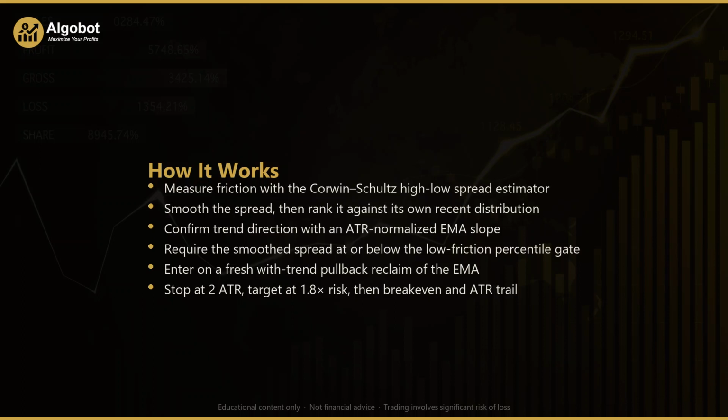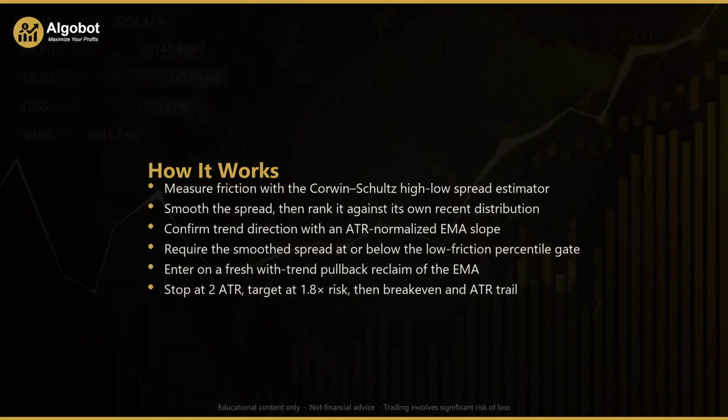The raw spread estimate is then smoothed with a short moving average, using the spread window parameter of 10 bars to reduce noise. Next, the strategy ranks that smooth value against its own recent history, looking back across the spread rank window of 60 values. It compares the current reading to the 50th percentile of that distribution. If the smooth spread sits at or below that percentile, the market is considered low friction, calm, and liquid, and the door to trading is open. If friction is elevated, the strategy simply stands aside.